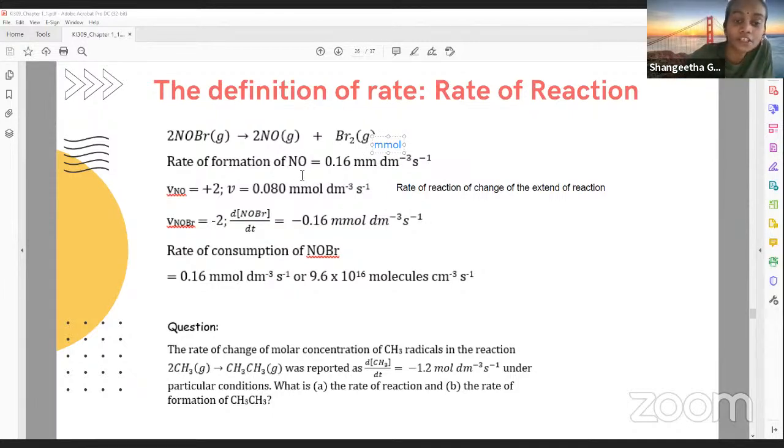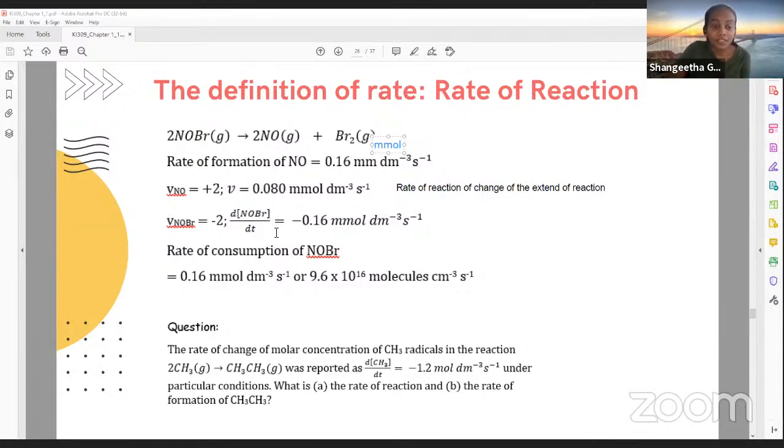So the rate of formation of NO is given as 0.16. But you know that the stoichiometry for NO is plus 2 and the stoichiometry for NOBr is negative 2. So if you are asked to calculate the rate of reaction, you need to take your rate of formation and divide it by 2 if the rate of reaction is based on NO. Then it will give you 0.08. If you are asked to calculate the rate of reaction based on NOBr, you also need to divide by 2, but now you have negative 0.08.